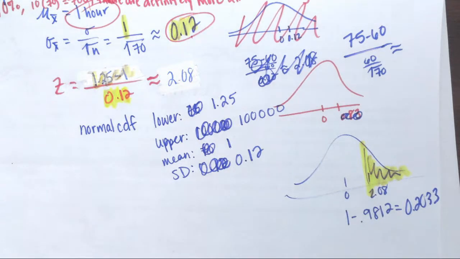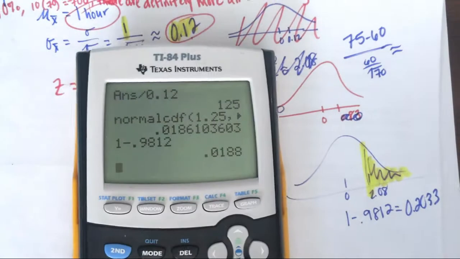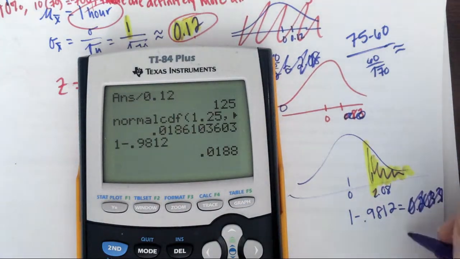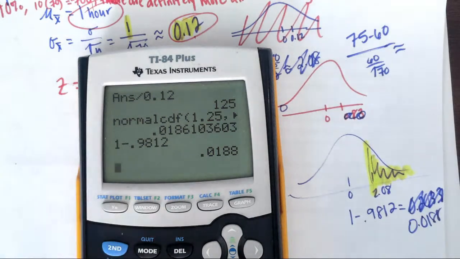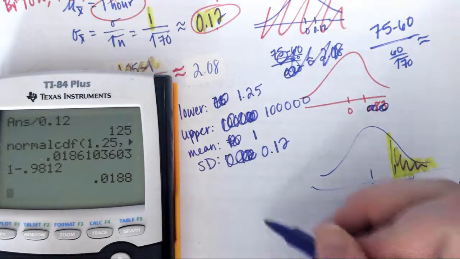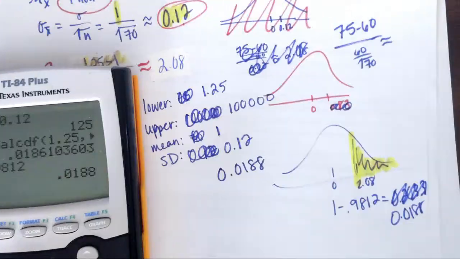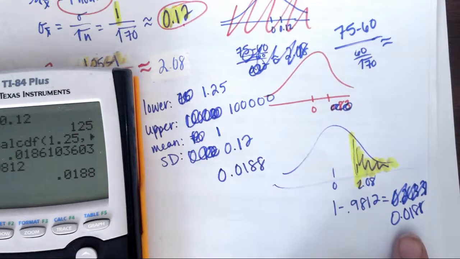1 minus 0.9812. Yeah, it would help if I could do math today. Okay, Hunter and I agree. I just can't write. Okay, so Hunter did normal CDF. He typed in these things. He got a 0.0188. I did my Z-score, figured that out, and also got the same numbers as him.